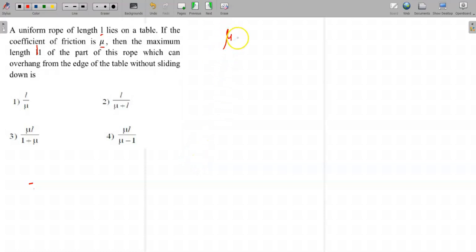They gave mu, which means there is friction. So the friction formula is mu N, so mu mg. This is a very important concept here. If you multiply the coefficient of friction, mass and g value, you will get a final value, which is the maximum friction that can be given to the rope.